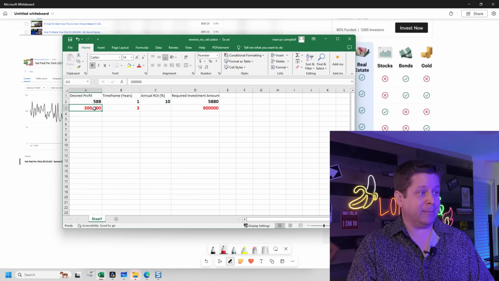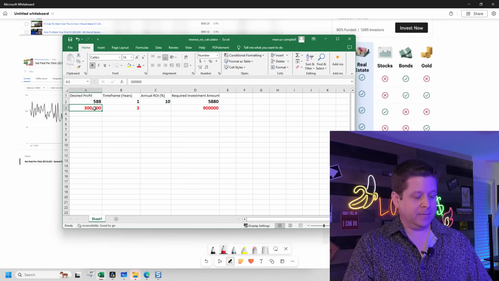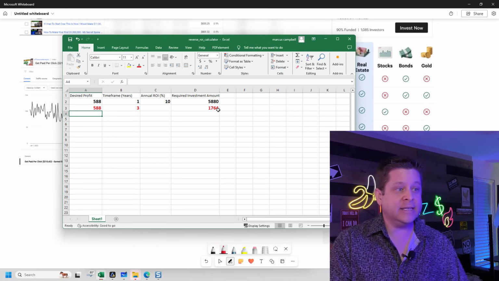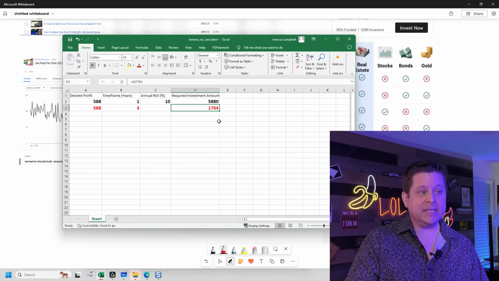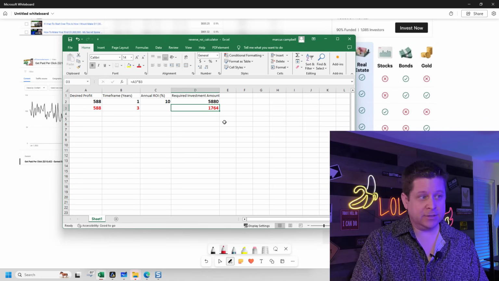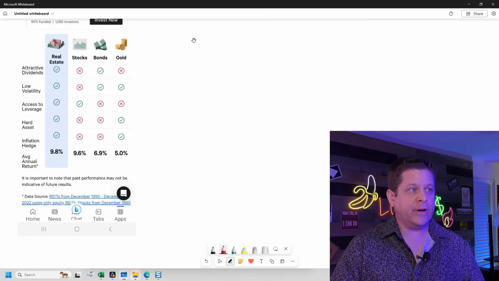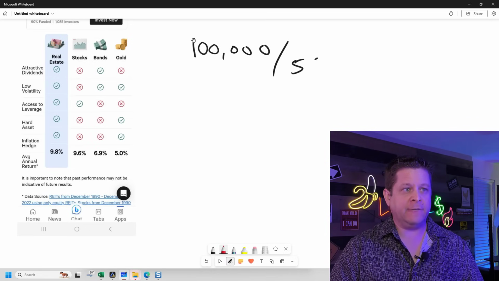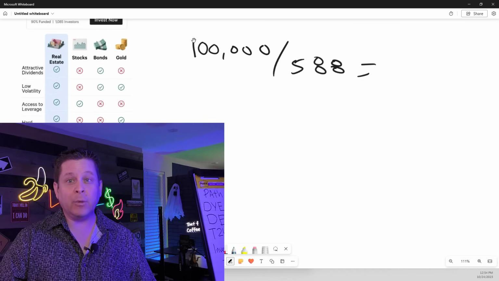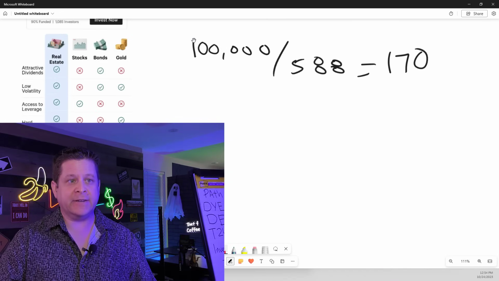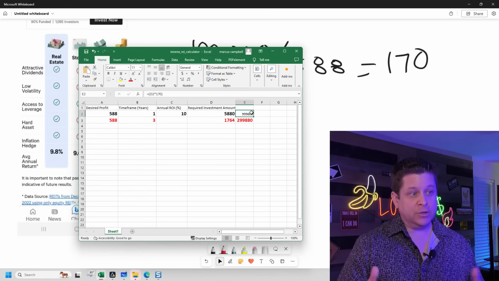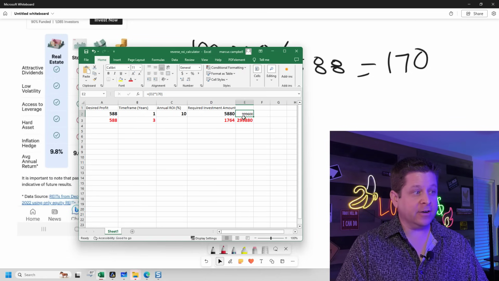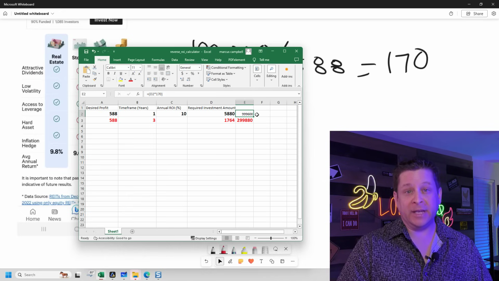Or if I was going to buy a business that earned $588 each and every year, I could see that I would need to invest $1,764. And using that example, if I was to take $100,000 and divide it by 588, I would get 170, which means using the real estate example, to get the same $100,000 a year, I would need to invest almost $1 million.